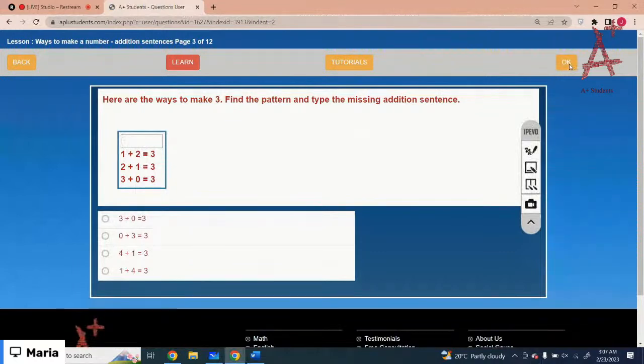Okay, here are the ways to make 3. Find the pattern and type the missing addition sentence. So we have to find the missing addition sentence. So start looking at the pattern.